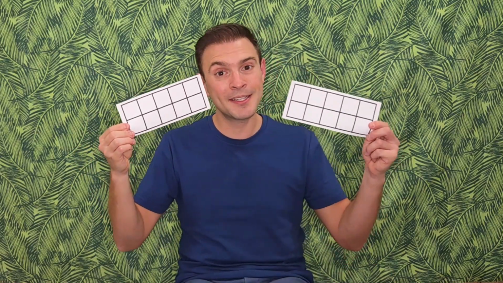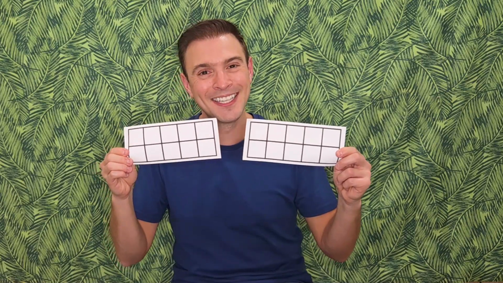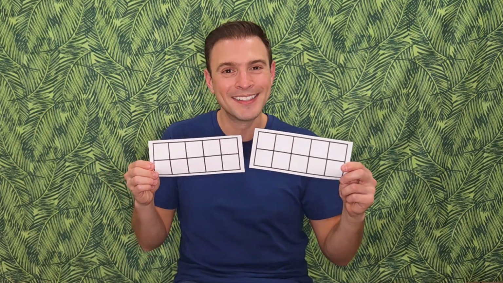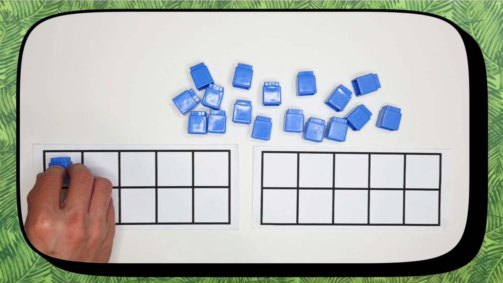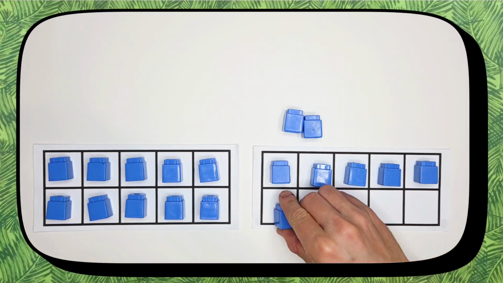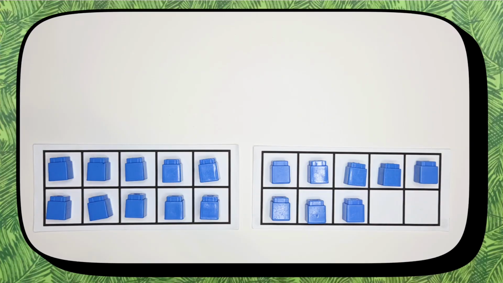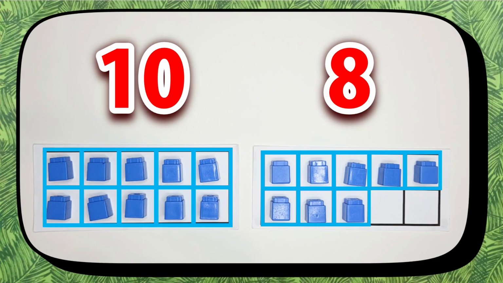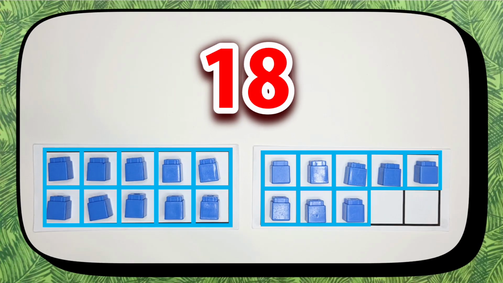A great way to organise bigger numbers is by using 10 frames. Now 18 is bigger than 10, so we're going to need 2 10 frames. Organise your collection of 18 while I organise mine. What do you notice? 18 is a full 10 frame and then 8 more. 10 and 8 is 18.